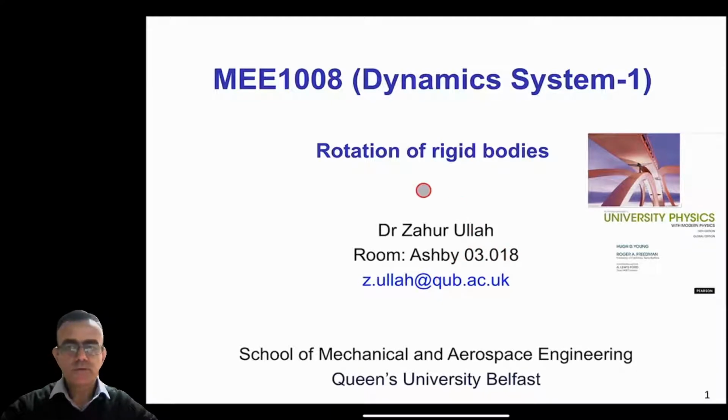Okay, so in the next part of this lecture, we will discuss the rotation of rigid bodies. So this is more about rotational motion. So far, we were discussing linear motion, that is, when the body was moving in a straight line or in a curve. But now we will discuss the rotation of rigid bodies.